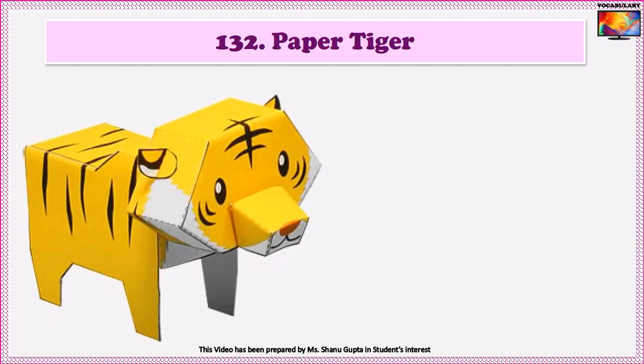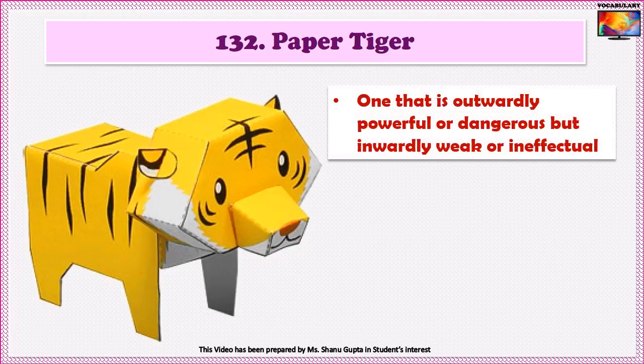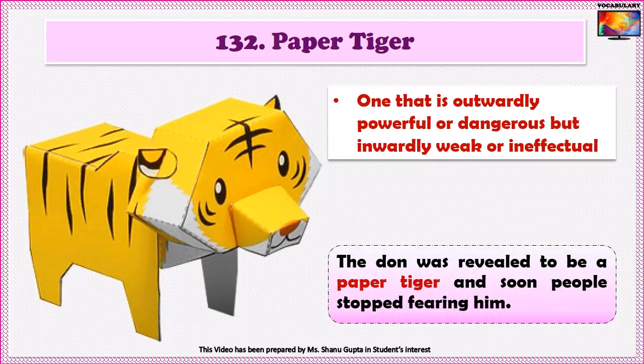Next is paper tiger. Now, unlike a real tiger, a tiger made of paper can't harm you. So the term paper tiger refers to someone that is outwardly powerful or dangerous but inwardly weak or ineffectual. For example, the Don was revealed to be a paper tiger and soon people stopped fearing him.